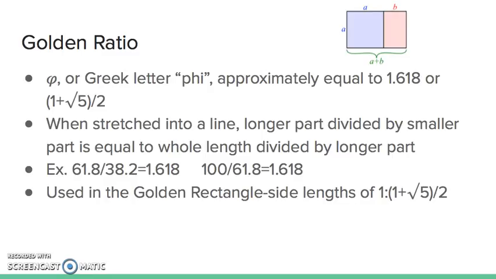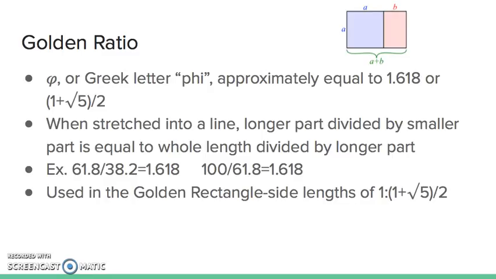And then when it's stretched into a line, the longer part divided by the smaller part is equal to the whole length divided by the longer part, as you can see up here in this diagram. For example, if you have 61.8 divided by 38.2, which is the larger part divided by the smaller part, that'll equal 1.618. And then if you take the whole, which is 100, and then divide it by the longer part, which is 61.8, that will also equal 1.618.